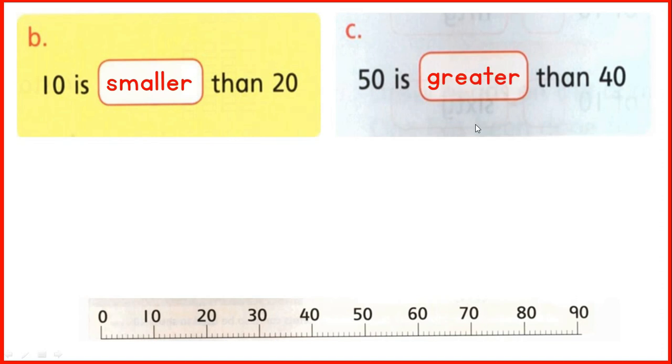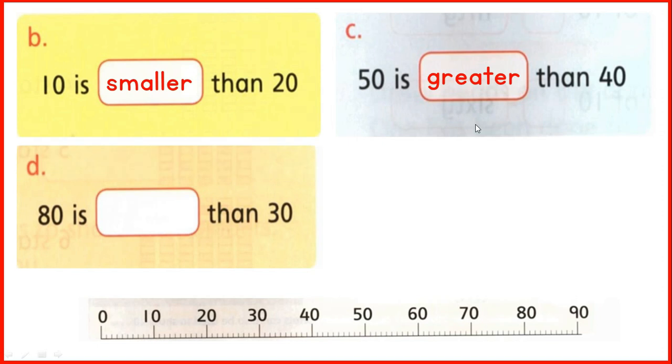Greater. Okay. Now D part. 80 is dash than 30. Where is 80? This is 80. And where is 30? This one is 30. It means 80 is greater. 80 is greater than 30, because 80 comes after 30. So you write here 80 is greater than 30.